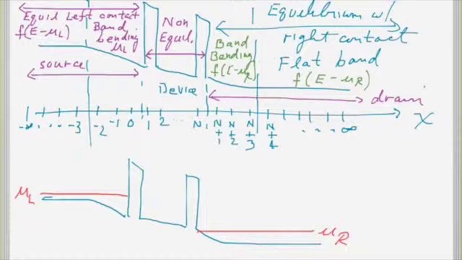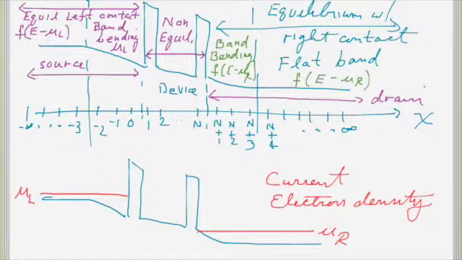Okay, so as usual, we need current and electron density. That's what we're after in the device. Well, also in the band bending region of the lead. So both in the device and in the band bending region of leads.